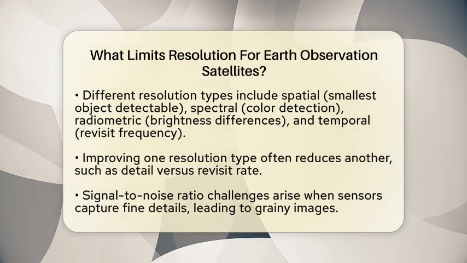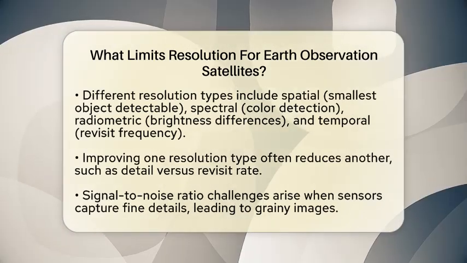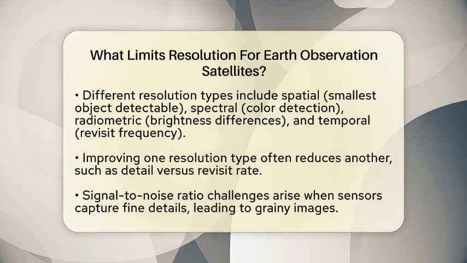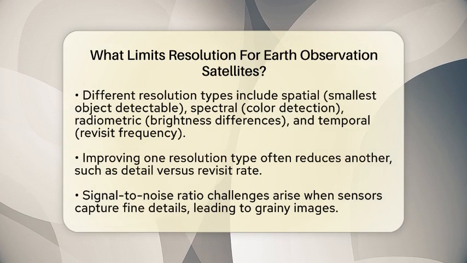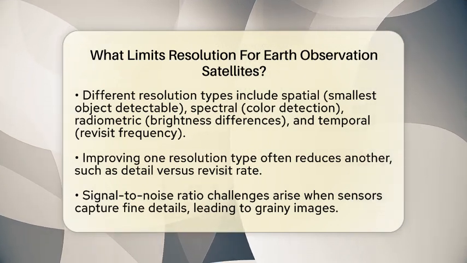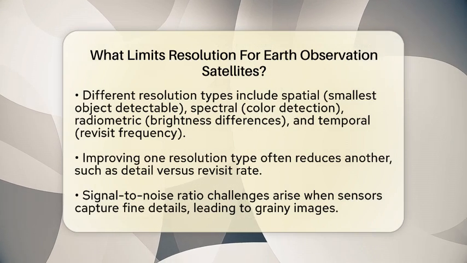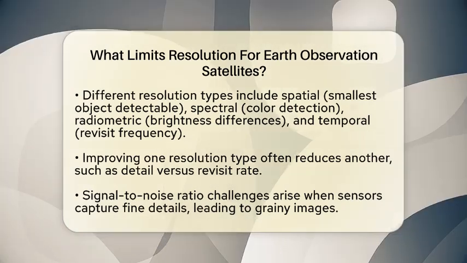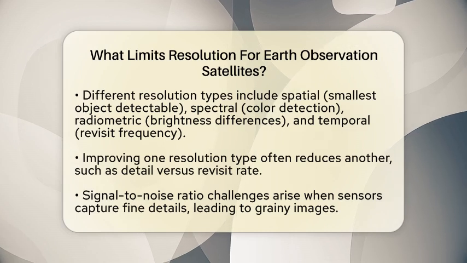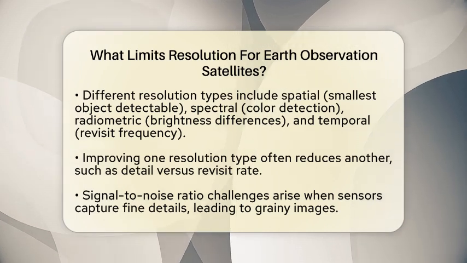Spatial resolution is about how small an object can be and still be seen clearly. Spectral resolution relates to how many different colors or wavelengths the sensor can detect. Radiometric resolution measures how well the sensor can tell differences in brightness. And temporal resolution is how often the satellite revisits the same spot. Improving one often means compromising another.